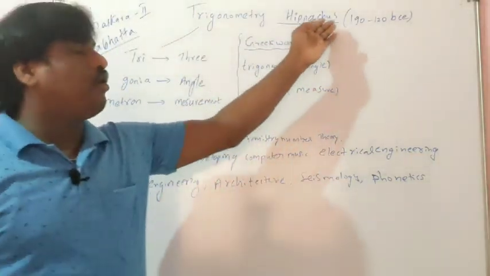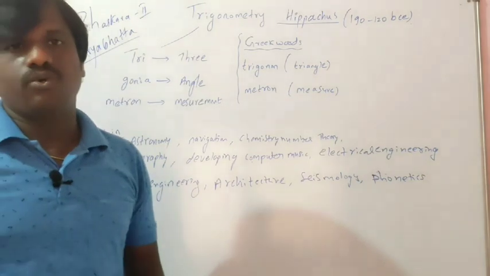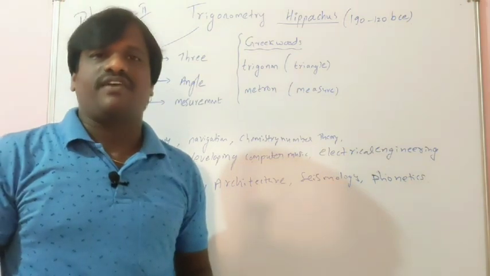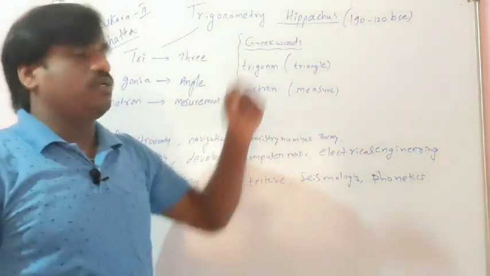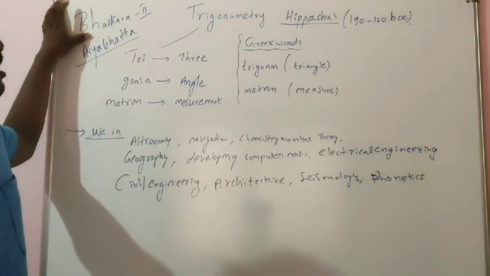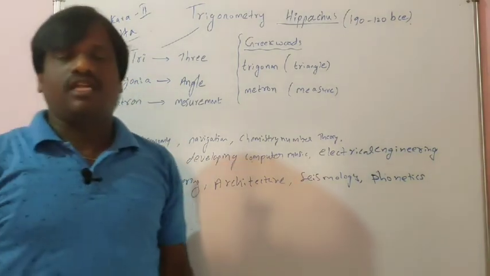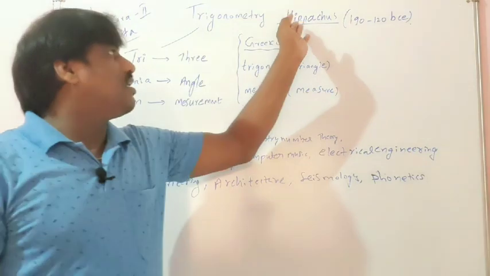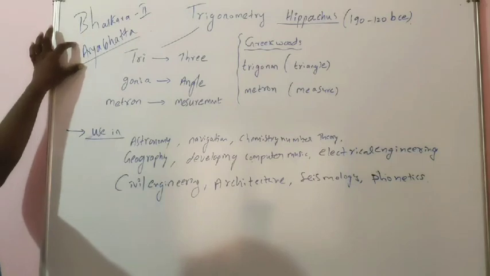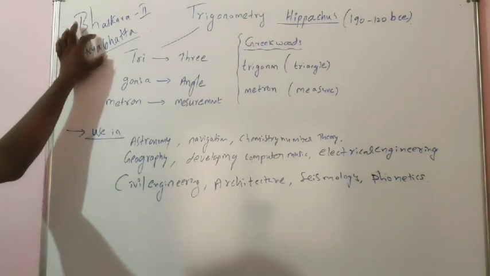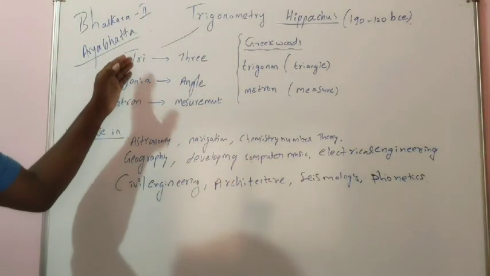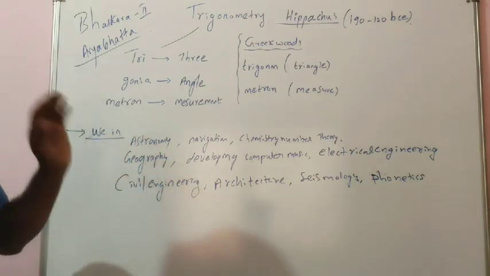This is introduced by Hipparchus. Hipparchus is a mathematician who established the relationship between the sides and angles of a right angle triangle. Before that, our Indian mathematicians Bhaskaracharya II and Aryabhatta had introduced this, but later it came in the name of Hipparchus. One of them is the person who gave the sine the name Jiva.